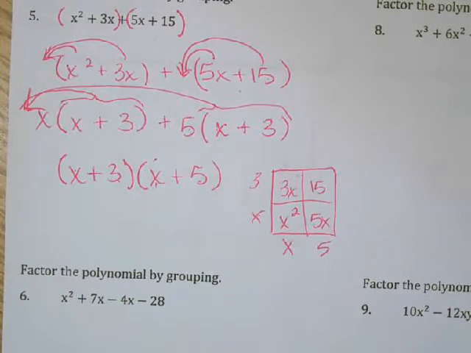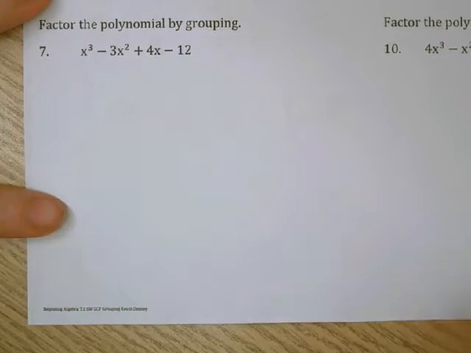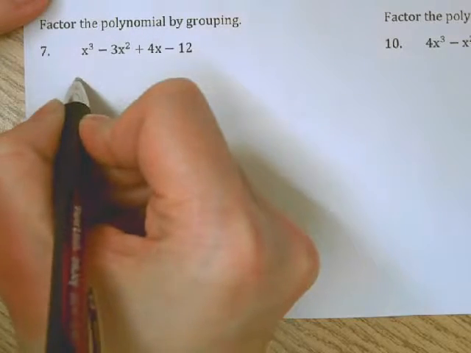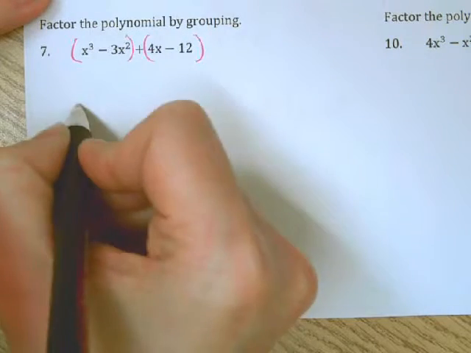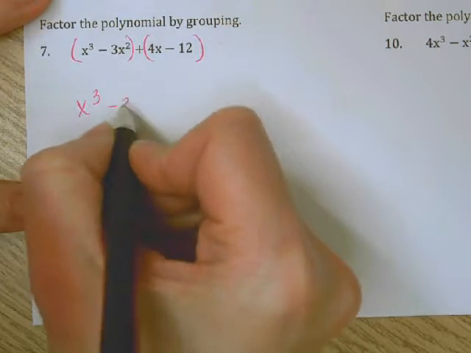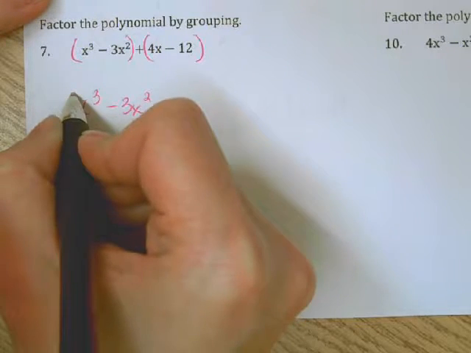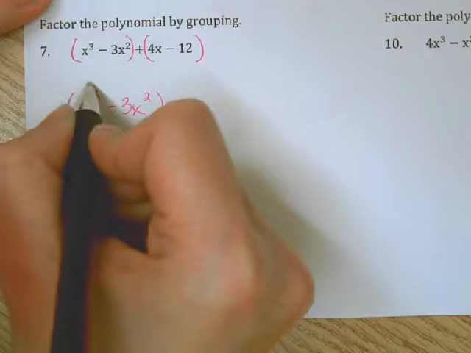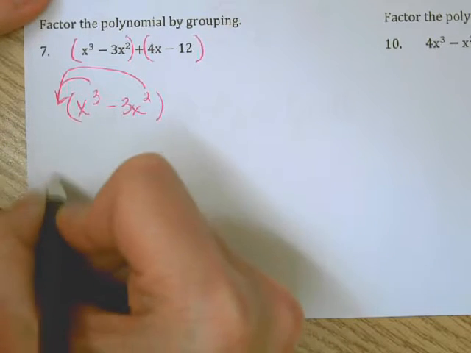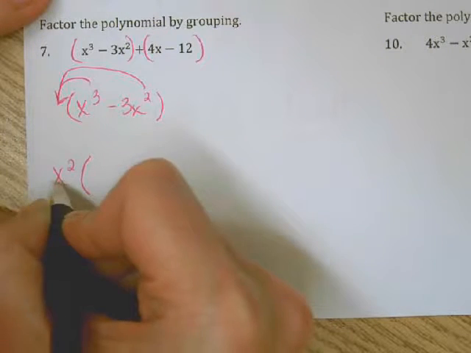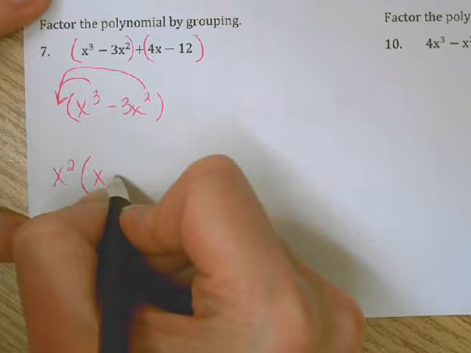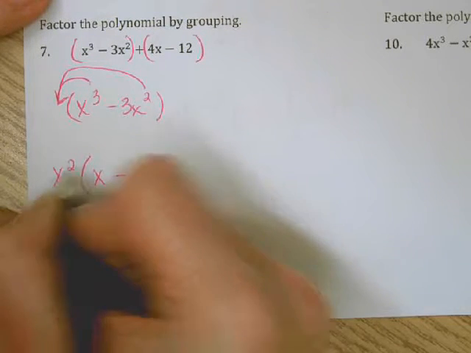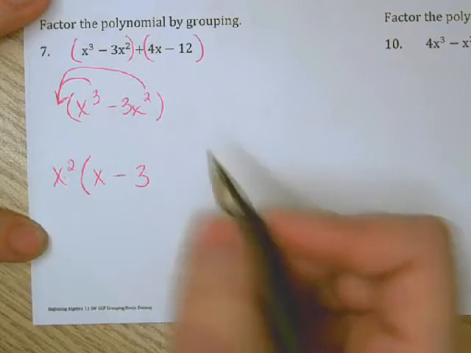Let's do number 7. That one's going to be a tad more complicated. So if I have, I'm going to group these together just like this. So if I got my x to the third minus 3x squared, the highest x I can take out of that is an x squared. So I'm going to pull that out front. So I've got x squared times x is going to give me x to the third, minus 3 because x squared times negative 3 is going to give me negative 3x squared.